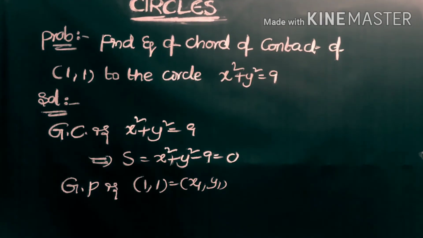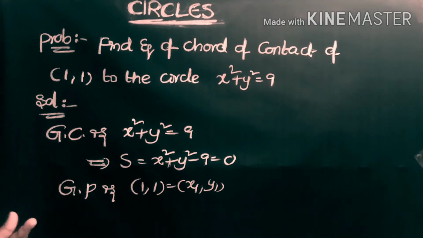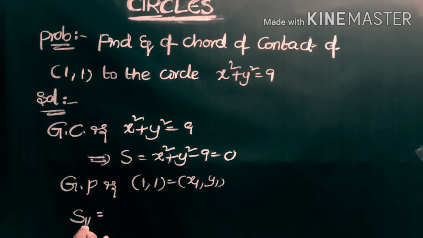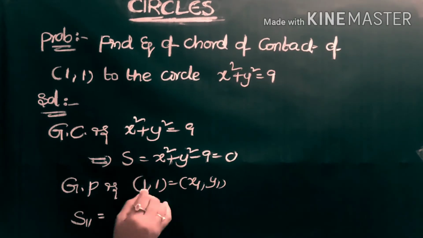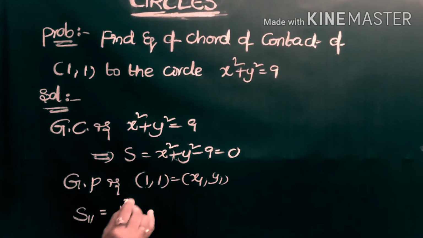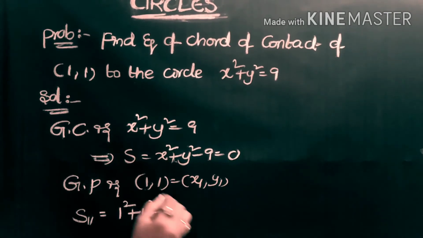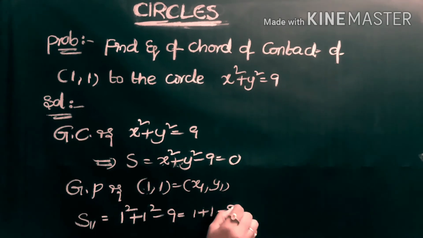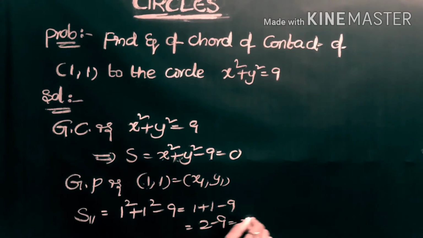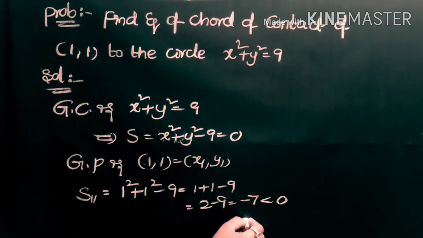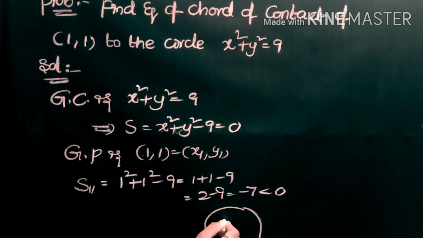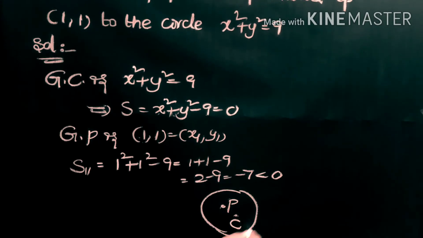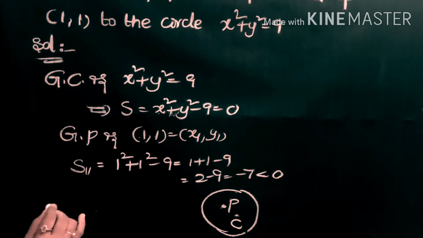Now first we find the value of S11 to check the relative position of the given point with respect to the circle. S11 means substituting the given point in the above circle equation: 1 square plus 1 square minus 9, that is 1 plus 1 minus 9, equals 2 minus 9, equals minus 7, less than 0. Less than 0 means the point P lies inside of the circle. So if the point P lies inside the circle, the chord of contact doesn't exist.